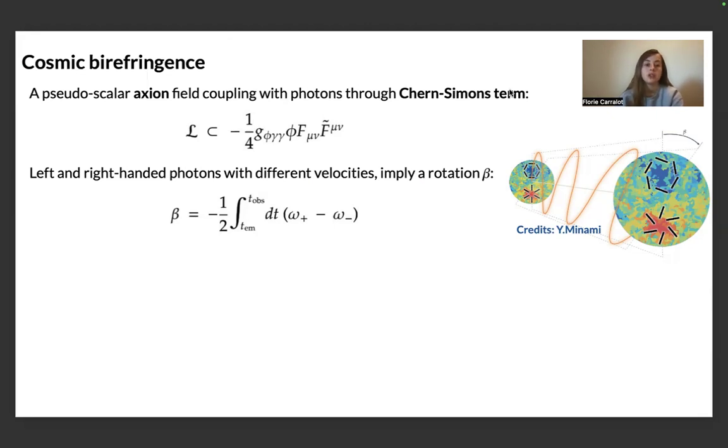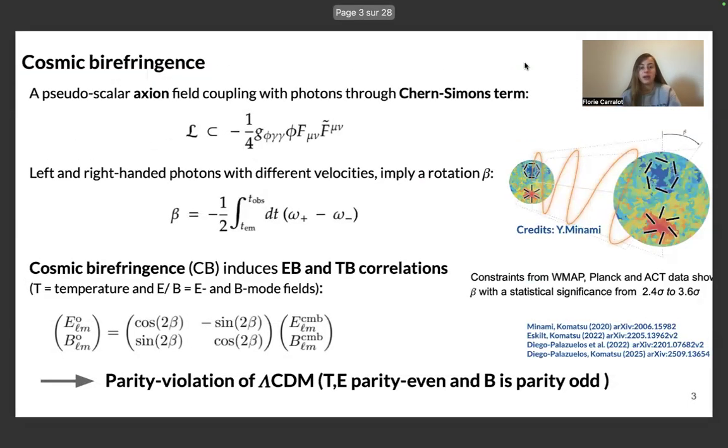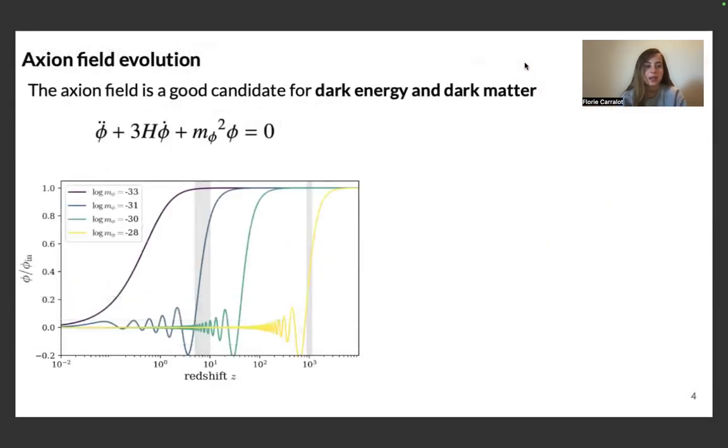The presence of this Chern-Simons term in the Lagrangian implies that left and right-handed photons propagate with different velocities, and this leads to a rotation beta of the linear polarization plane of the CMB. This effect is called the cosmic birefringence and induces EB and TB correlation. So this cosmic birefringence effect is a parity-violating mechanism, since T and E are parity-even fields, while B is parity odd. Now let's look at the axion field evolution.